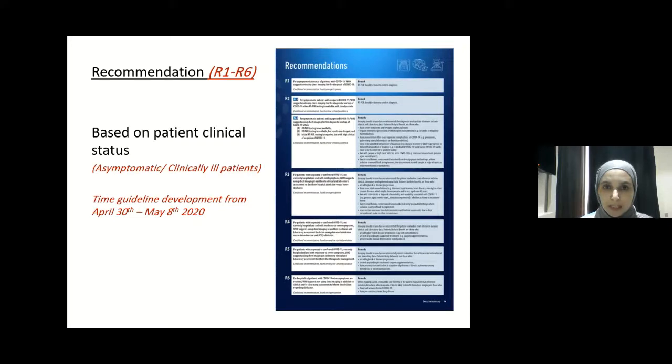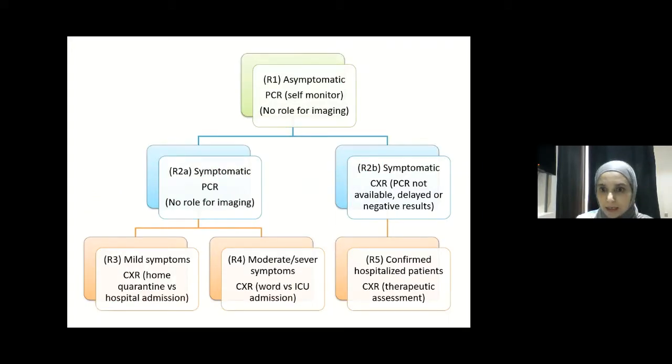WHO presents 6 recommendations based on patient clinical status, ranging from asymptomatic patients to severely ill patients up till the time of discharge. And I summarized it in this small flow chart, but you can read the detail online. Recommendation number 1 applies to asymptomatic patients, where they recommend that there is no role for imaging and no need to do any chest x-ray.